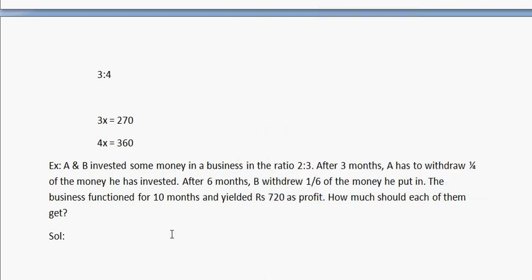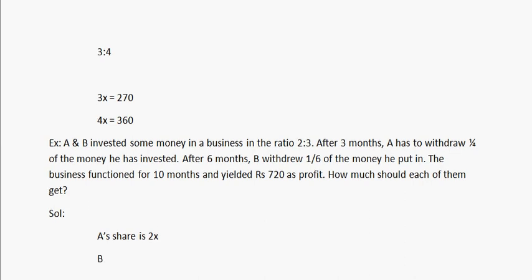So let's do it. This is indeed a complicated question as far as the solution is concerned. It is very easy, but you have to be very focused while solving it. So the ratio in which the money is invested is 2:3, right? So we can say that A's share is 2x and B's share is 3x. This is the money which they initially invested. After 3 months, A withdrew 1/4 of this money. 1/4 of 2x he withdrew, and he is left with 3/4 investment in the business.